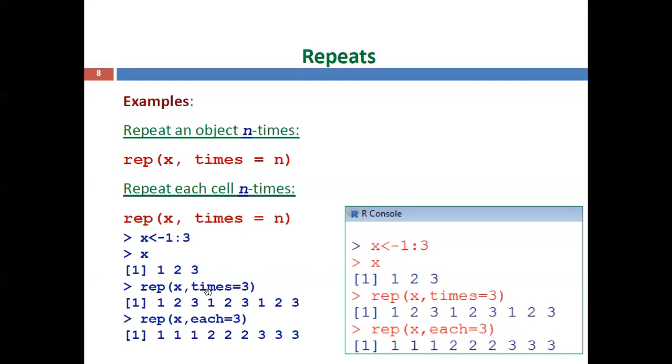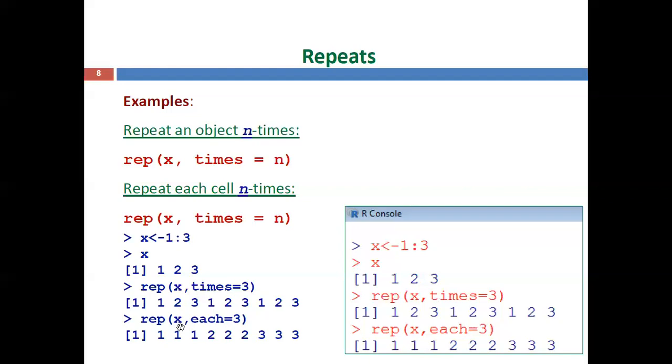Earlier we gave the direct value in the repeat function, in place of x, the direct value 1:3. That is one way, or you can store it separately and then call the variable. Like that also we will complete it. Then this is another example.